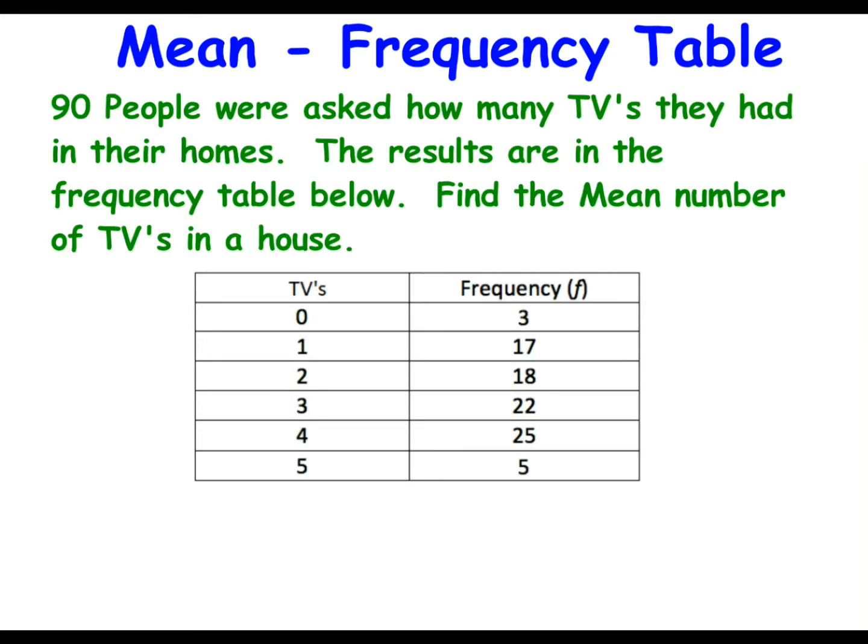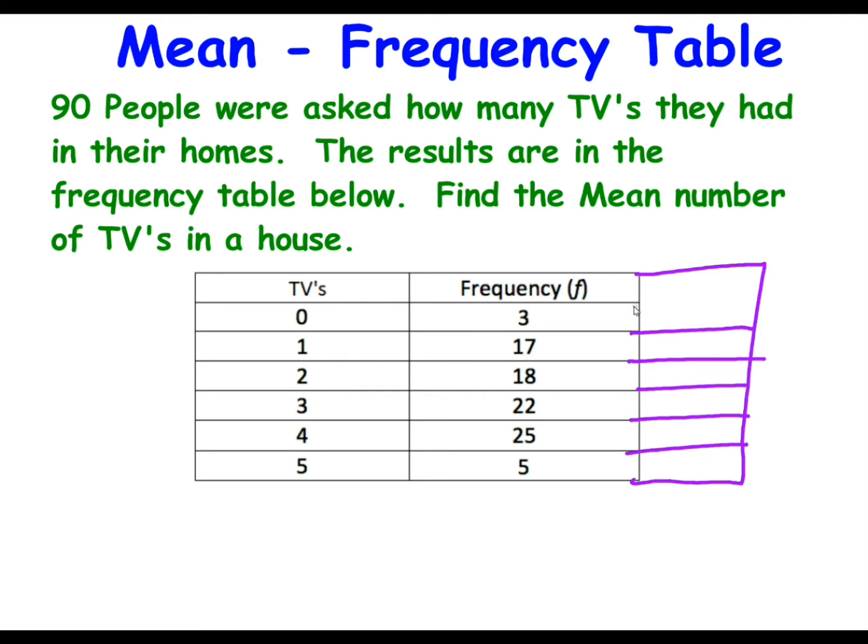Let's look at another situation with a frequency table. 90 people were asked how many TVs they had in their homes. The results are in the frequency table below. Find the mean number of televisions in a house. So we've got the number of tellies people have in the house in the left column, and then we've got the count, in other words, 3 people have no tellies, 17 people have 1 telly, in the frequency column. So in effect, what we need to do is maybe create a column at the end where we multiply our number of tellies by our frequency, the number of people that have that number.